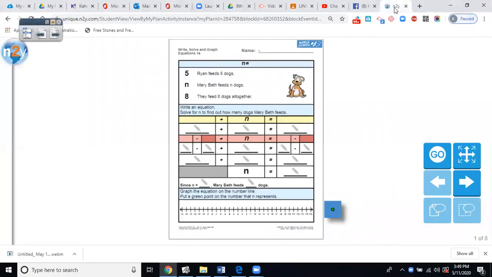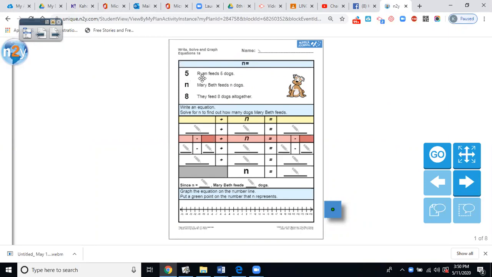Good afternoon, class. We're going to go over one math lesson. This is solving equations and then graphing our answer. Okay, so we're looking for n. Since this is an algebraic expression, we're going to be looking for what n is.